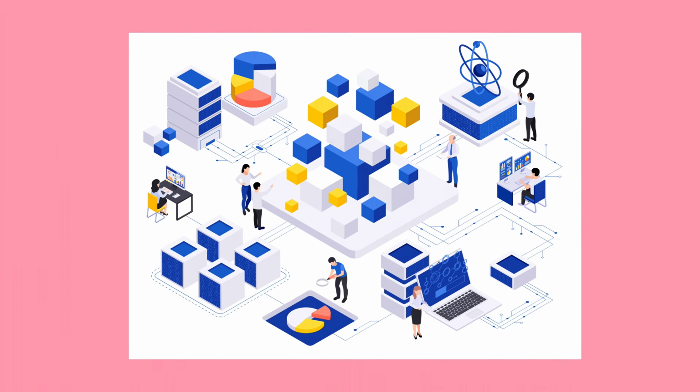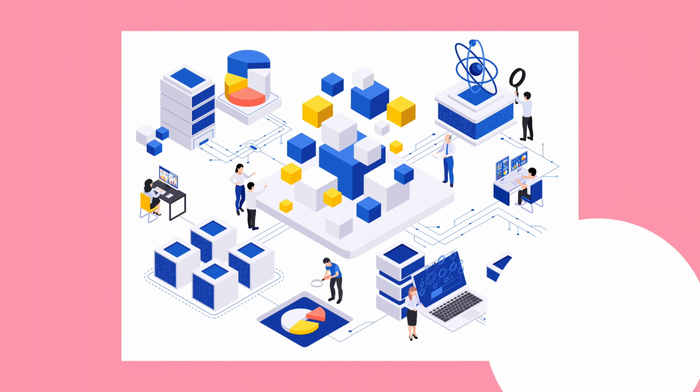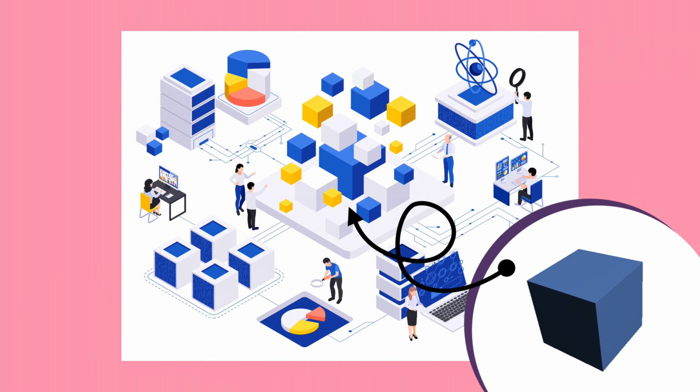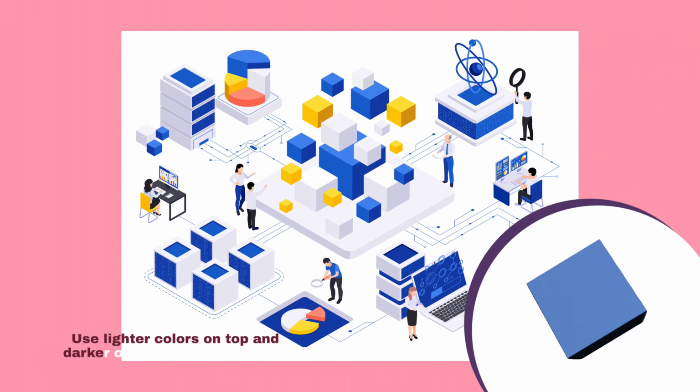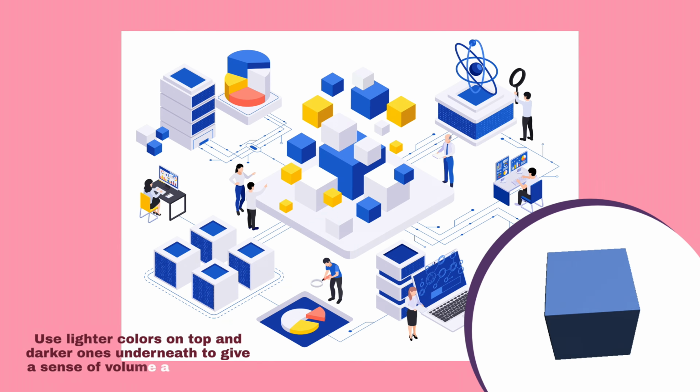Don't shy away from colors and shadows. Adding different shades can enhance the 3D effect and help define the shapes. Use lighter colors on top and darker ones underneath to give a sense of volume and realism.